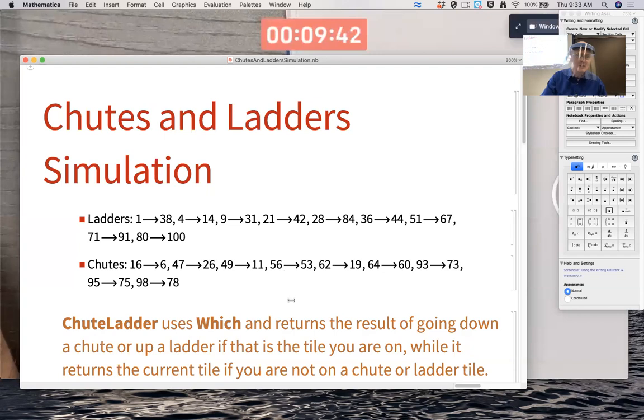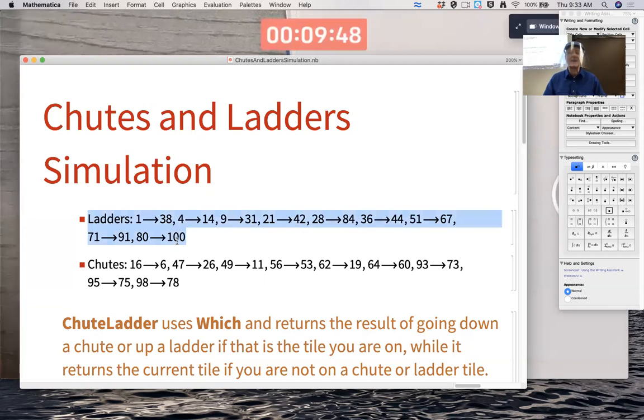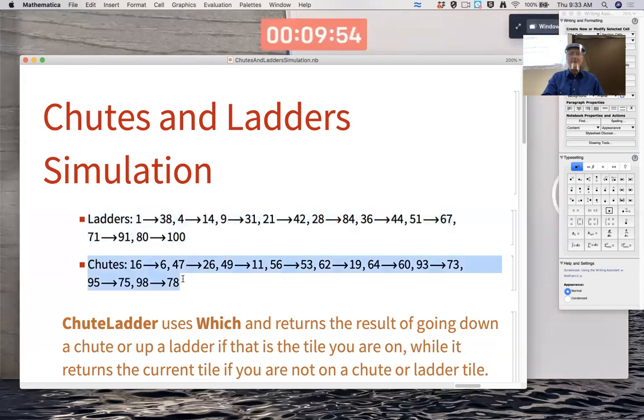But how in the world do you account for the chutes and the ladders? Well, you do have to keep track of where they are. So the first ladder goes from spot 1 to spot 38, then the second one from 4 to 14, the third one from 9 to 31, etc. And the chutes go down. 16 goes down to 6, 47 goes down to 26. The really bad one is, where is it? 62 goes way down to 19. That's when you really do something bad.